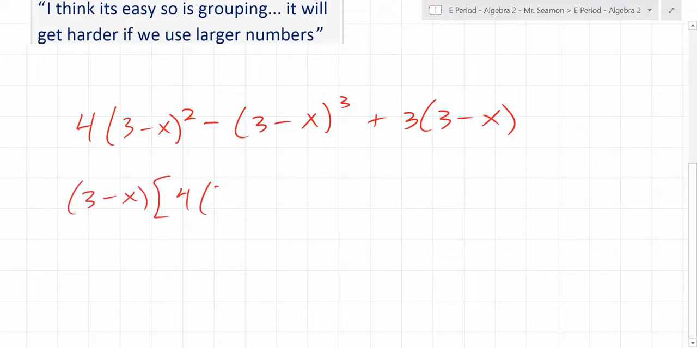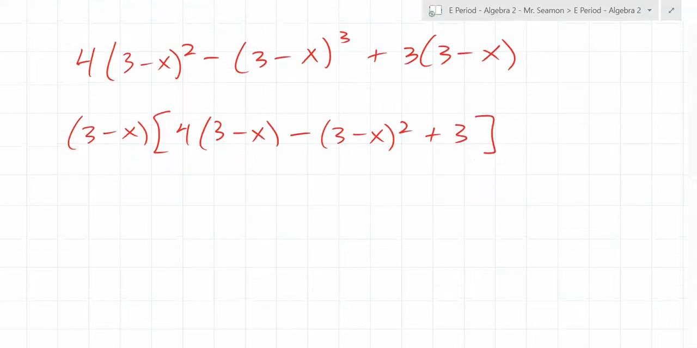4 times 3 minus x minus what? 3 minus x to the second. Yep, 3 minus x squared plus what? 3. Now, at this point, are you done? No. Not necessarily. You want to try to clean this up. What could you do to clean this up?